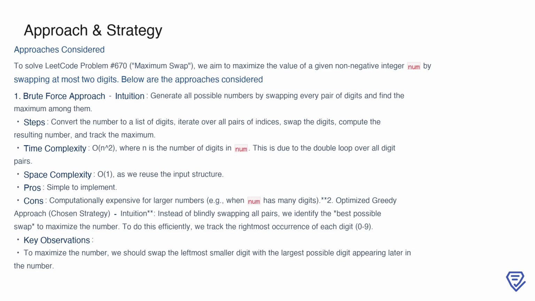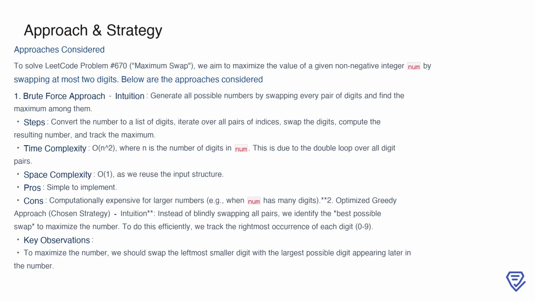While this method is straightforward to implement, its biggest drawback is the computational expense, especially for numbers with many digits. The time complexity is n squared, because of the nested loops for all digit pairs, though it uses constant space. Next, we have the optimized greedy approach, which is the strategy we'll focus on. This method avoids unnecessary swaps by identifying the best possible swap to maximize the number.